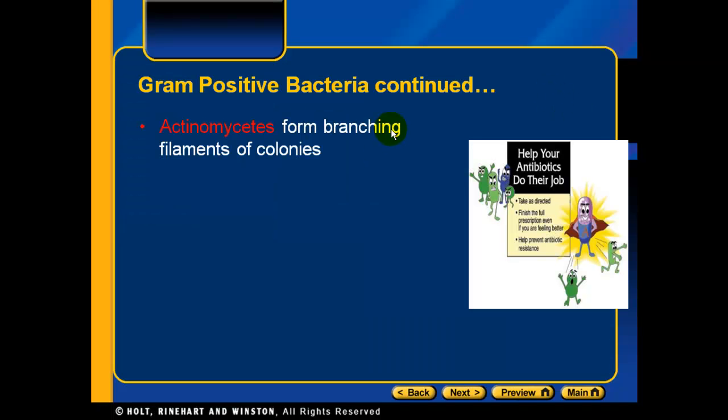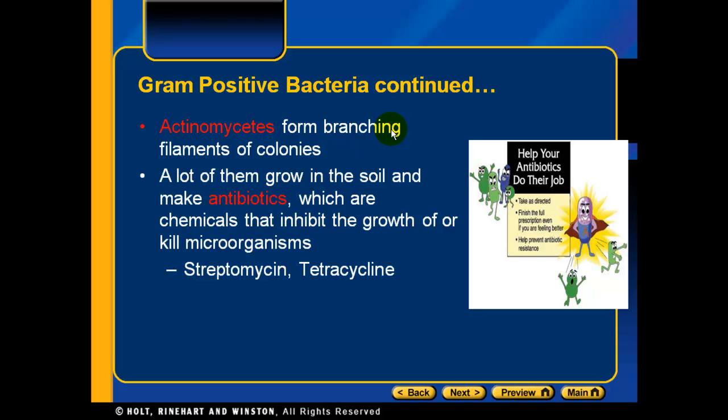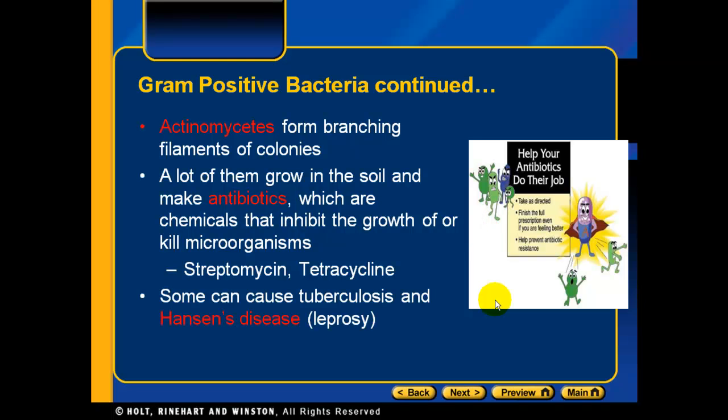Gram-positive bacteria continued. Actinomycetes are gram-positive bacteria that form colonies. A lot of them grow in the soil and make antibiotics. Antibiotics are chemicals that obviously stop the growth of bacteria. Two examples of antibiotics are streptomycin and tetracycline. When you are taking an antibiotic, the doctor always tells you to take as directed, follow the directions, and always finish your bottle even though you feel better. Some gram-positive bacteria cause TB or tuberculosis and leprosy, which is Hansen's disease.